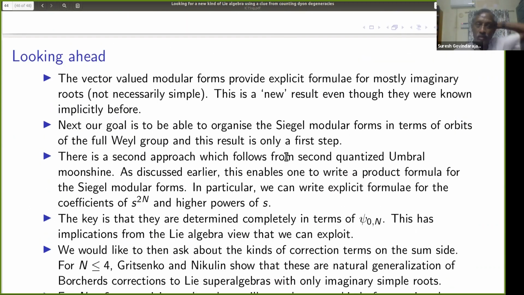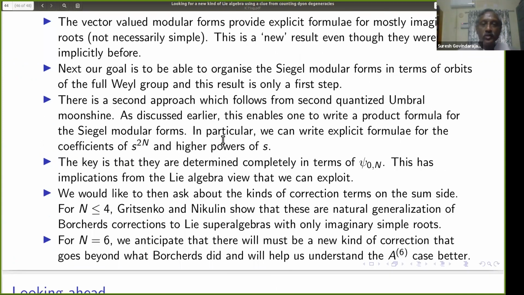Okay, so I'm just going to conclude here. The vector valued modular forms provide explicit formulae for mostly imaginary roots, and they are not necessarily simple. This is a new result, even though they were known implicitly before. Next, our goal is to organize the Siegel modular forms in the orbits of the full Weyl group. And this result is only a first step. The full Weyl group is complicated from A4, A5, A6 onwards because the number of simple real roots is infinite. So the group is very, very large.